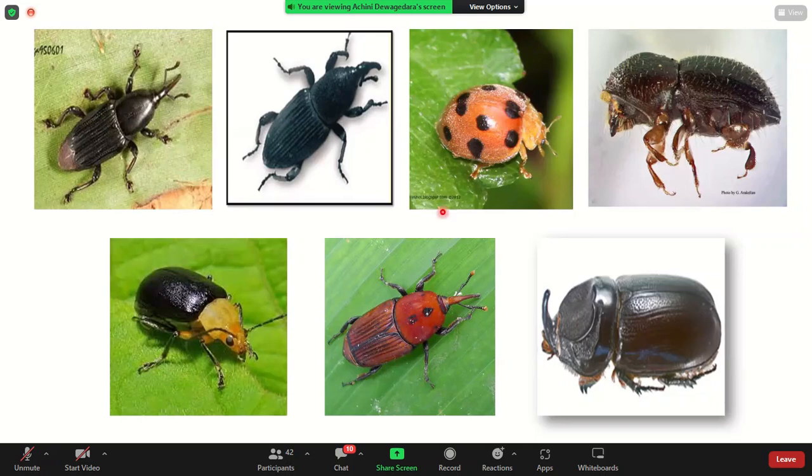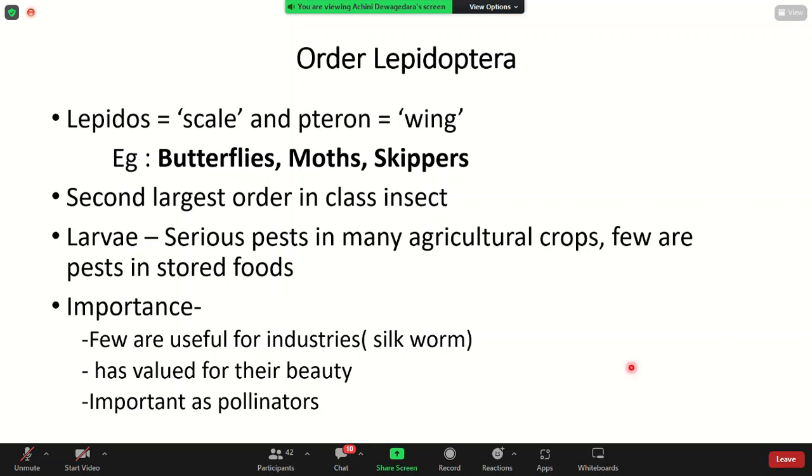Okay, most of them, except these two, are pests. So you will learn about these insect pests in Miss Amanda's lecture: what damages they do, and how to control them. Right? So I'm not going to explain them. Right, we will move to the other order.